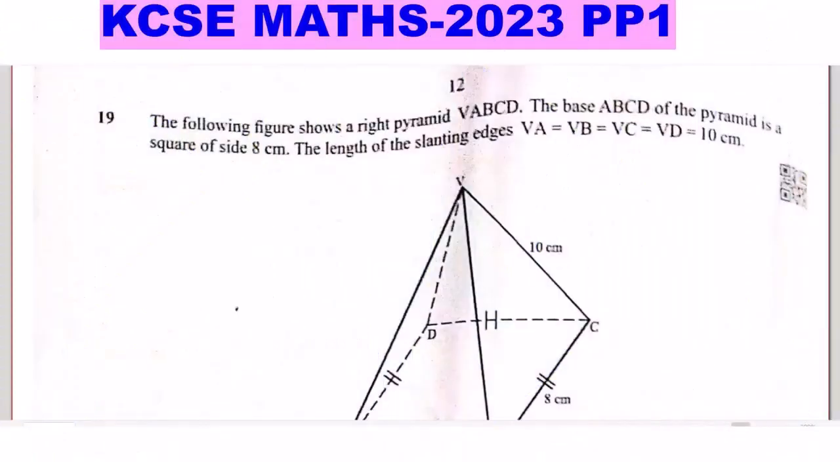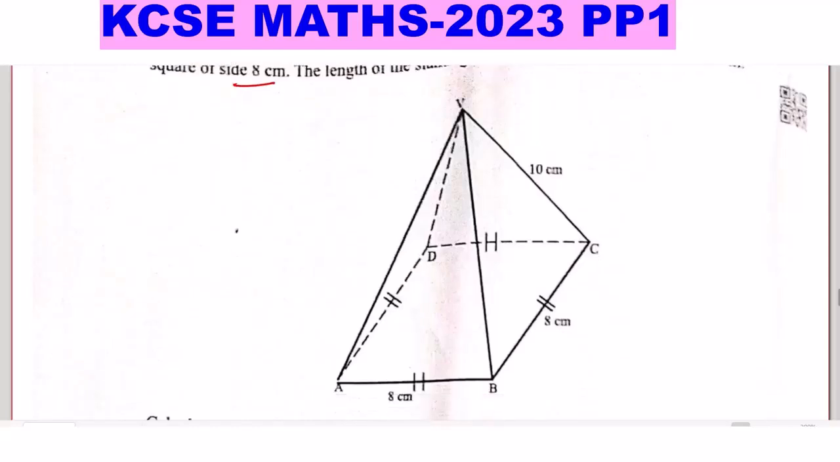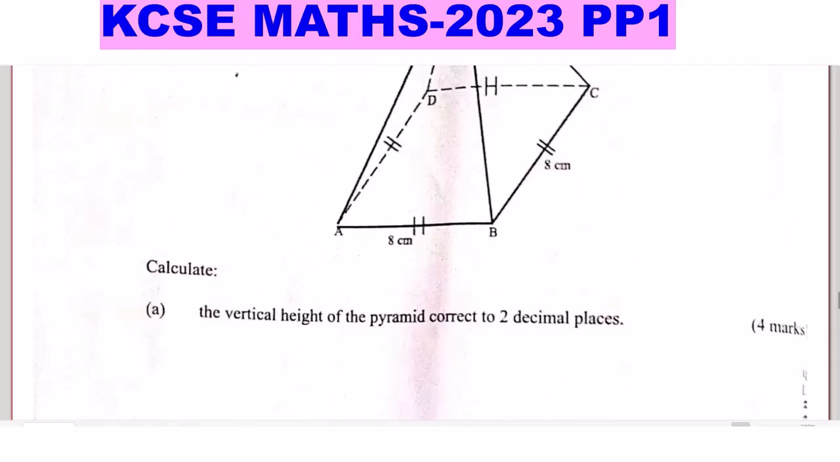Question 19. The following figure shows a right pyramid VABCD. The base ABCD of the pyramid is a square of side 8 centimeters. As you can see, the length of the slanting edges VA equals VB equals VC equals VD equals 10 centimeters. So you can see the diagram there. In a right pyramid the slant edges are equal. First question, calculate the vertical height of the pyramid correct to 2 decimal places.